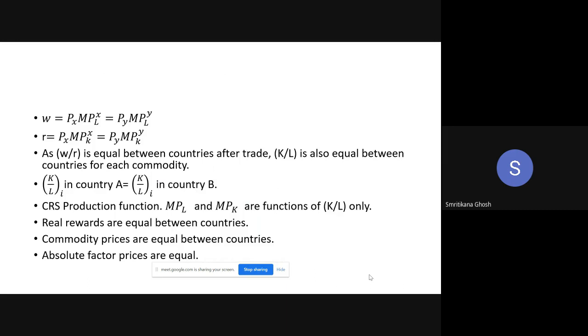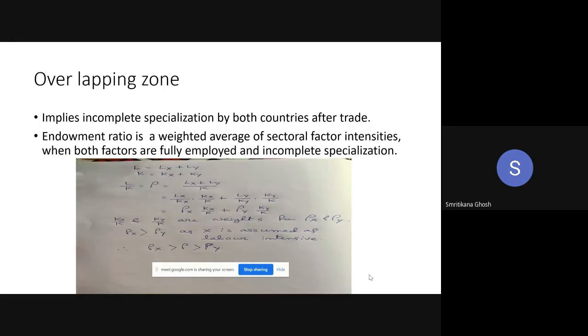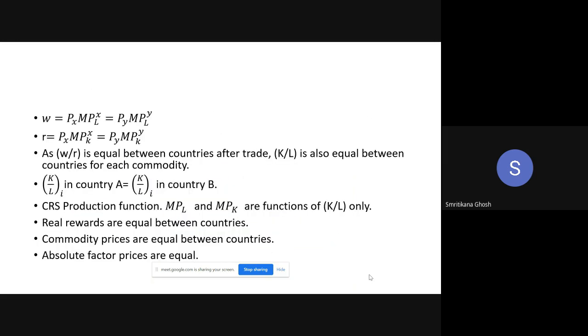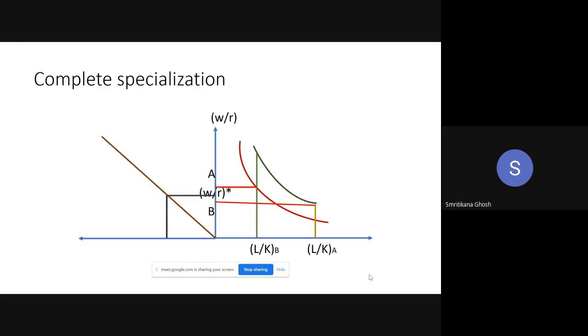Now, if it is clear, we are actually talking about the factor price equalization theorem, and for that we introduced the concept of overlapping zone, and we used the idea already discussed about one-to-one correspondence. With the help of these two important things, we have finally come to the conclusion that absolute factor prices will be equal after trade. Then we are going to some exceptional cases. These are the general sections. Now we are going to the exceptional cases.